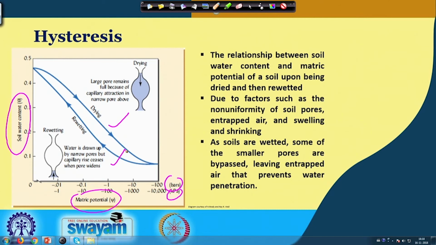So, there is a difference, and this difference occurs because of several factors. One is non-uniformity of soil pores, entrapped air, and swelling and shrinking properties of the soil. So, let us start drying the soil. Why is there a higher moisture content in case of drying?